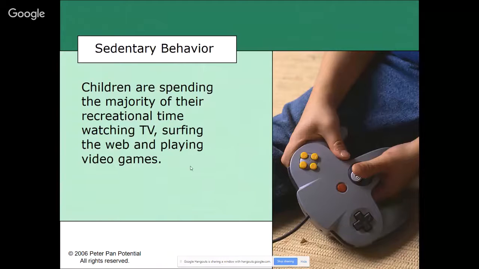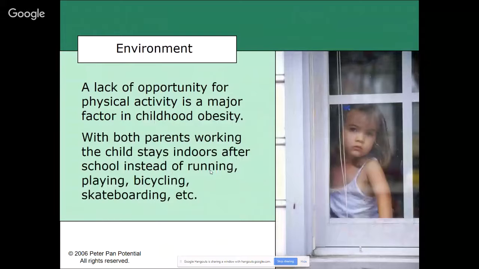Sedentary behavior is another one. Children are spending the majority of their recreational time watching TV, surfing the TV, and playing video games. So environment is another one. A lack of opportunity for physical activity is a major factor in childhood obesity. With both parents working, the child stays indoors after school instead of running, playing, bicycling, skateboarding, etc. You see a lot of kids. There's a lot of club ball nowadays, and so kids who can't play club ball, then there's no one to play with. So that's another reason.